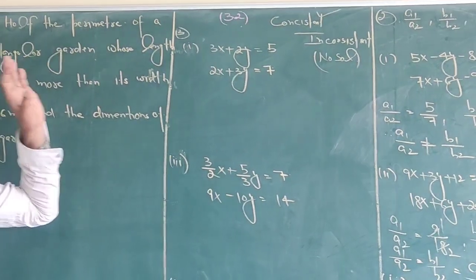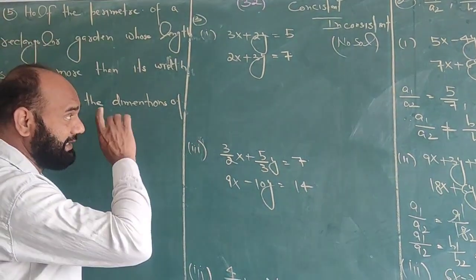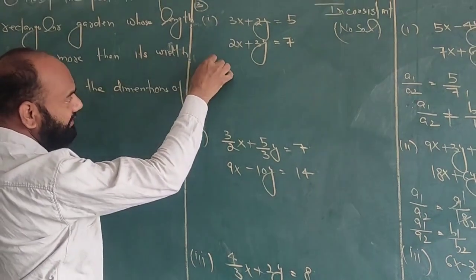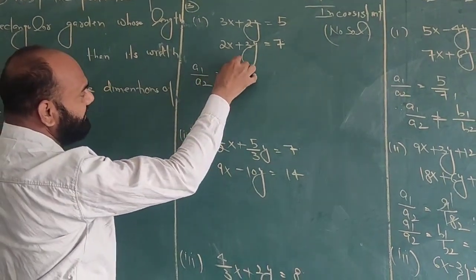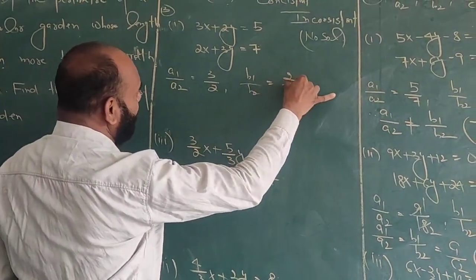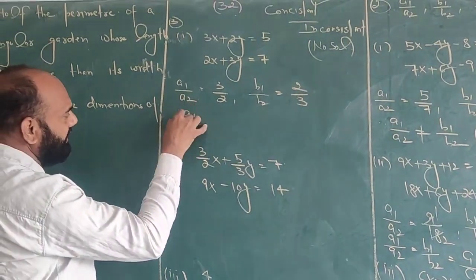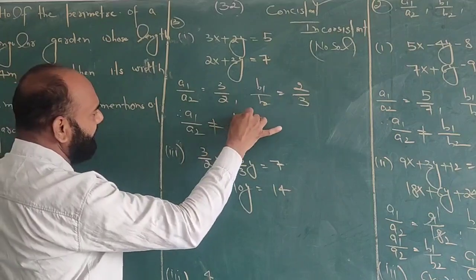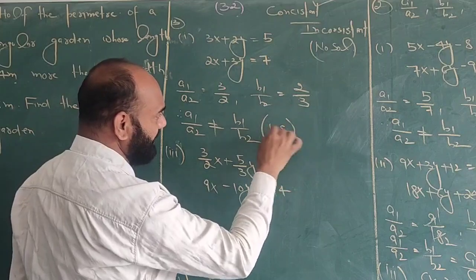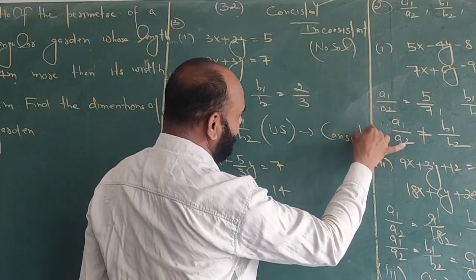So in this question, we check whether the system of given equations is consistent or inconsistent, and that depends only on the ratios of the coefficients. A1 upon A2 is equal to 3 by 2, B1 upon B2 is equal to 2 by 3, and we check here that A1 upon A2 is not equal to B1 upon B2. So the system of given equations has a unique solution, and in the case of a unique solution, it is said to be consistent.